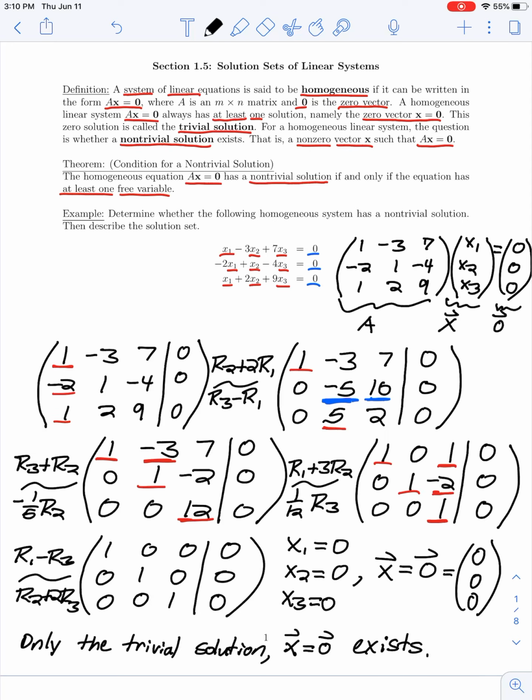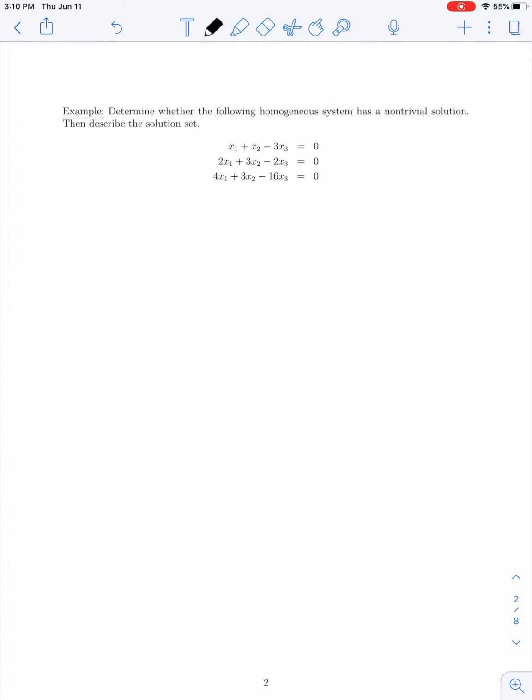That is our only solution of this system. So let's look at another example. In our next example, we are asked to, again, determine whether the following homogeneous system has a non-trivial solution and describe our solution set. So again, here we have a system of 3 linear equations in 3 unknowns, x1, x2, and x3. And since each equation is set equal to 0, this is a homogeneous system.